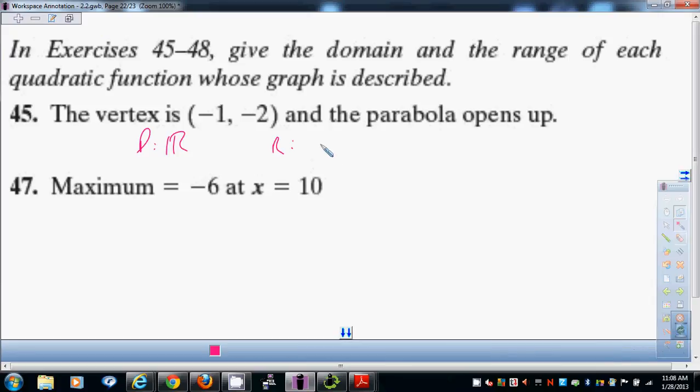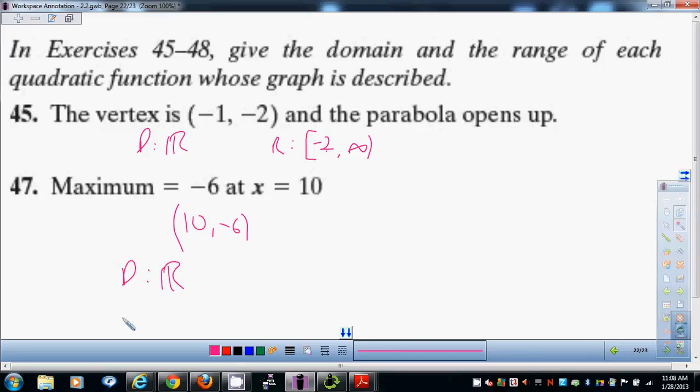47. It has a maximum. Now, I don't know why they wrote it like this. This is really just the coordinate 10, negative 6 is where the maximum occurs. So, the domain is... Wow. It's exciting. And the range is... Very good. All it's asking for is the domain and range. So really the only thing you had to know here was whether to put this as a maximum or a minimum.